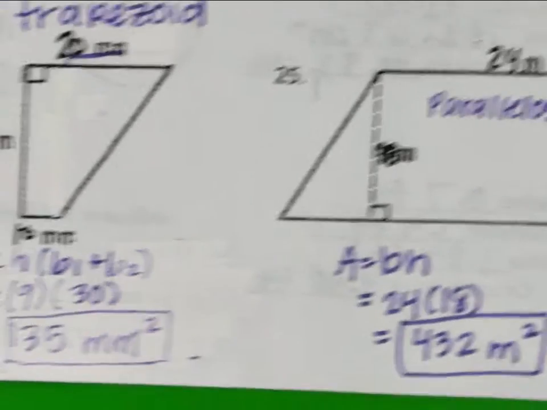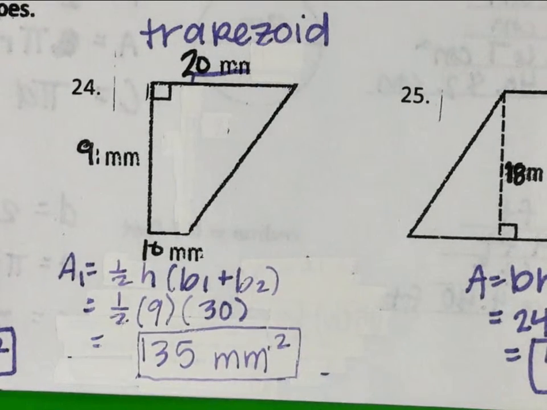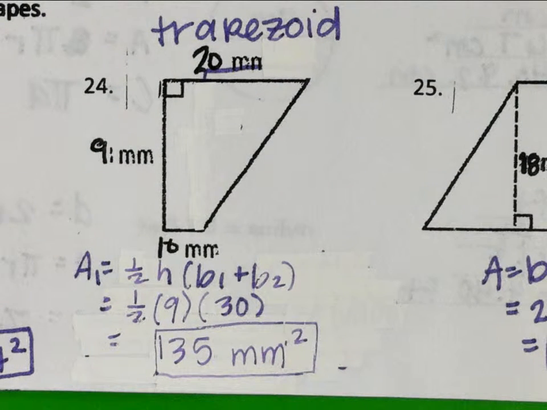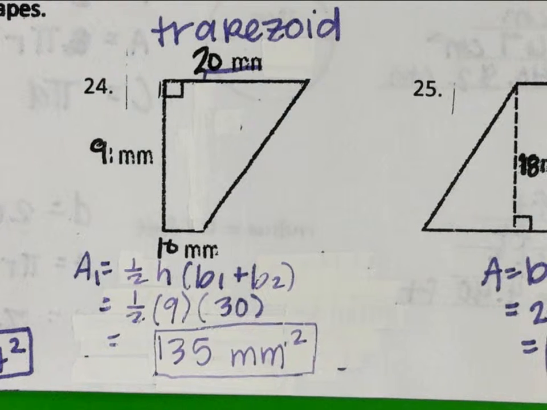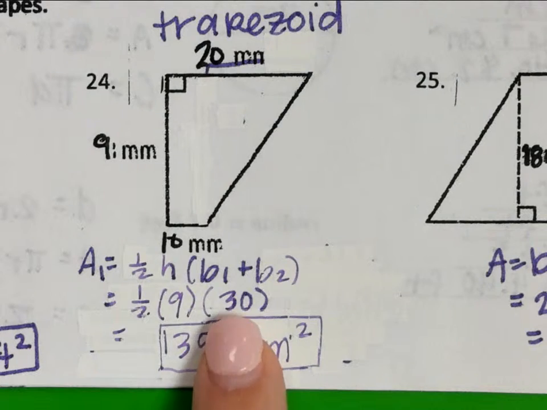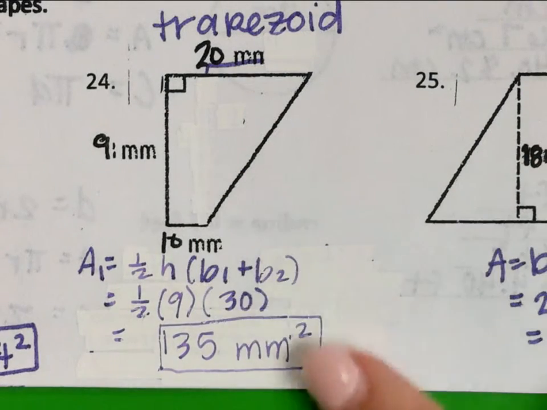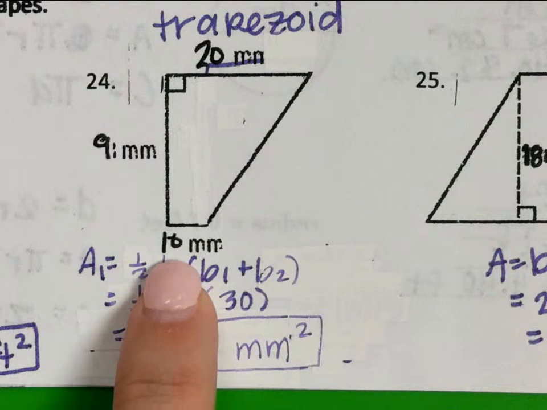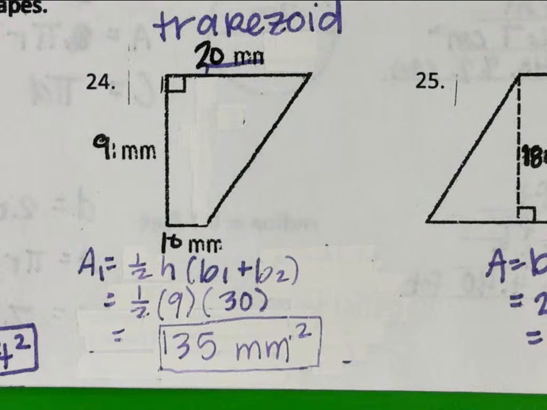Number 24. What you got? What question? Okay, what formula did you use? So you used the right formula. Okay, did you plug in 9 for your height? And then B1 plus B2 would be 20 plus 10 is 30. The 10 is right here? Oh, I thought it was a 10. So that's how you messed up.